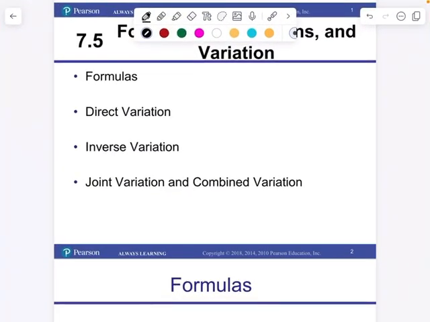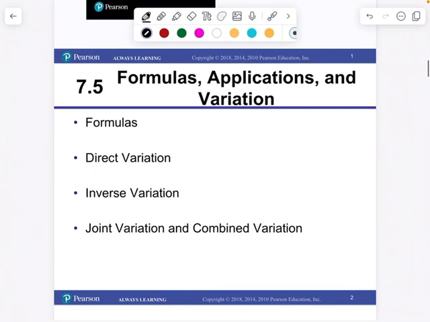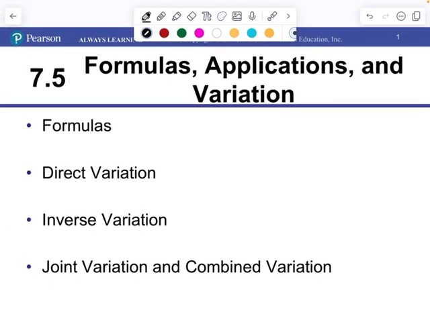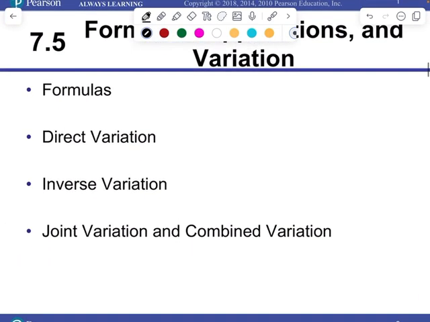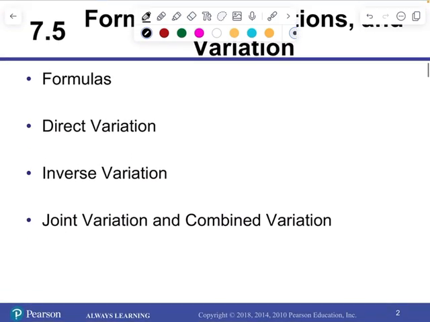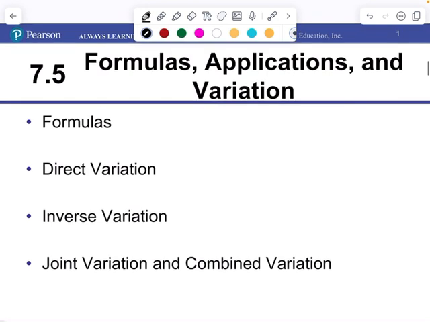Okay, kids, so we're looking at variation, formulas, applications, and variation. And we'll be working with formulas, direct variation, inverse variation, joint variation, and combined variation. So I wanted to send you a video so you could finish the notes for this section, kind of get a good idea of where we're headed. It's not really that long, and I thought we would be able to finish it today, but I'm going to go over the first part for those who were absent.